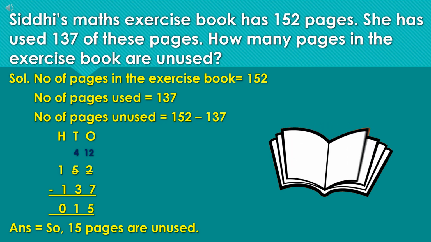And how will we find out? We will subtract 137 from 152. 152 में से 137 हम माइनस करेंगे. So let's arrange these numbers in the columns of hundreds, tens and ones. After arranging them and subtracting, we have got the answer 15, that is equal to 15. So let's write our answer in simple language, and our answer is, 15 pages are unused.